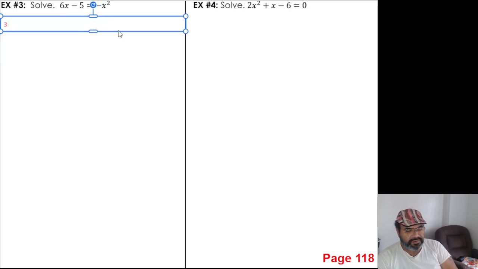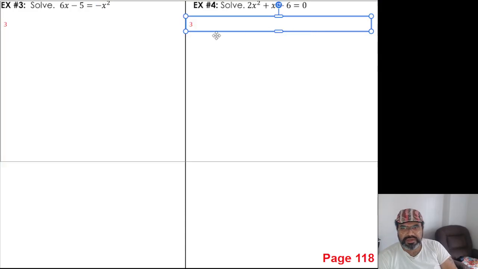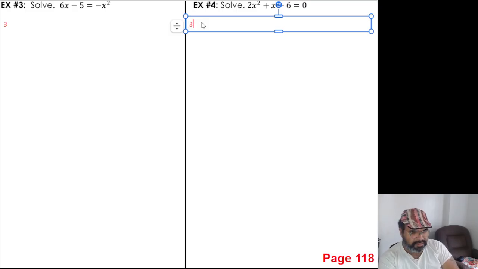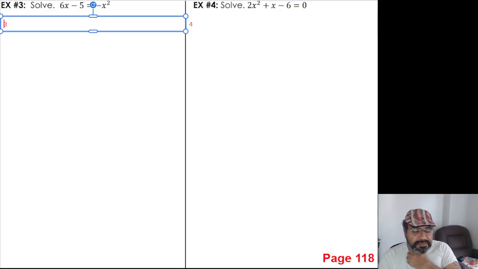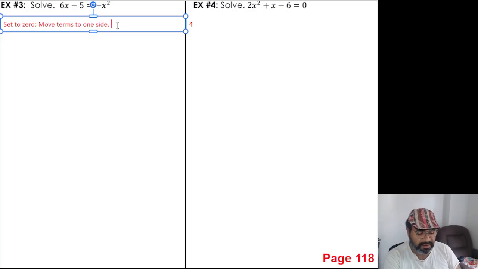I'm gonna do the same thing for problem number 4. Make this slide easier for me to present to you guys. We know this is 4. I need to write here 4. Okay. Then we go here. First thing to do is set it to 0. Set to 0 is just move -x squared to the other side. It's gonna be x squared plus 6x minus 5 equals 0, which I just add over here.